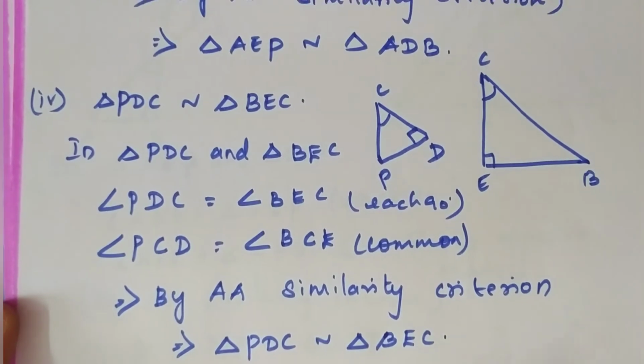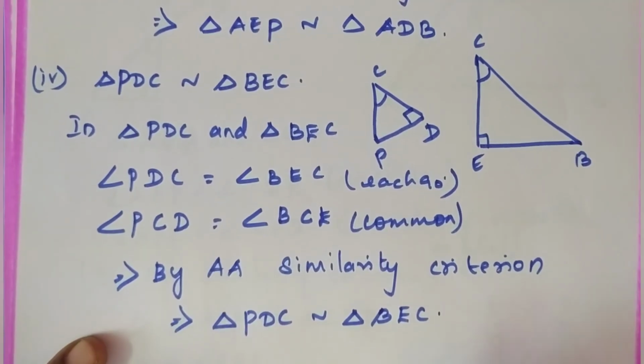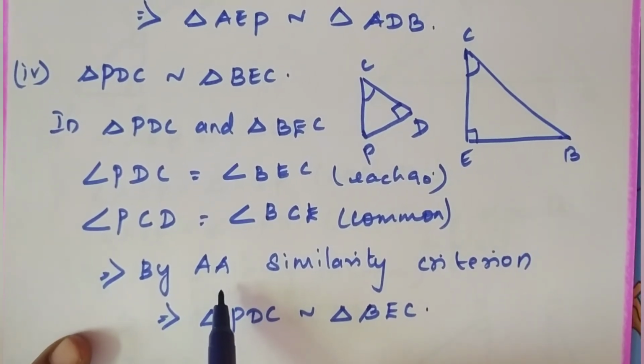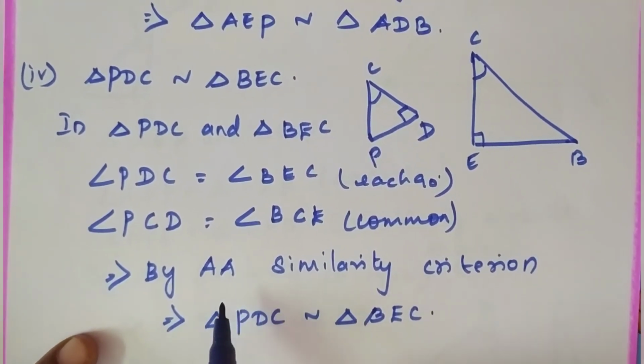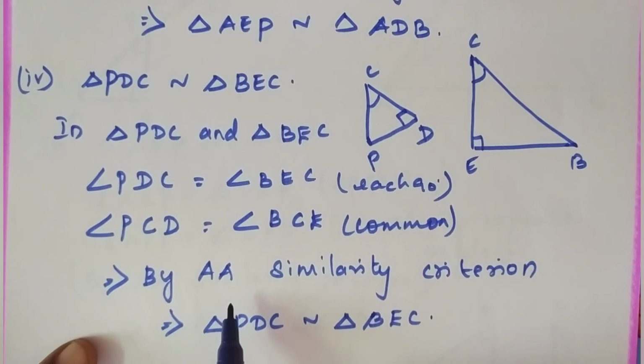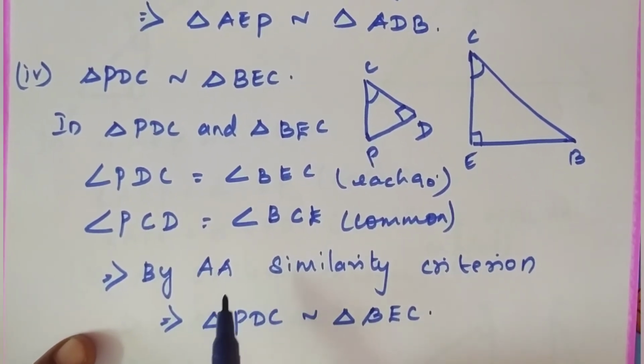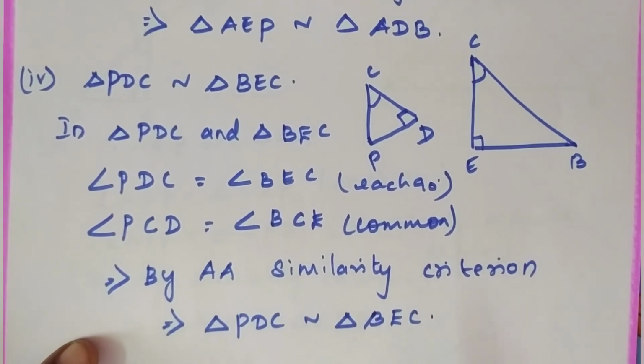For all the four subdivision problems, we solved by the AA similarity criterion. Why did we choose this one? They didn't give anything about the sides, so we proved by using two angles. Thank you.